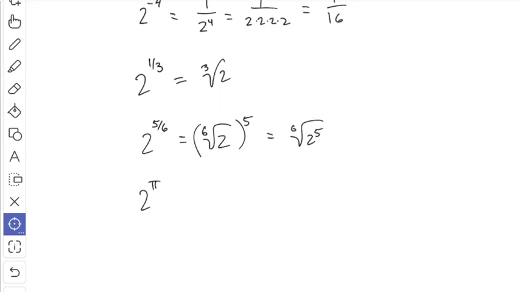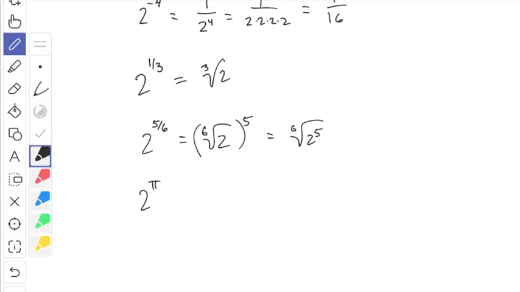A radical sign together with an exponent. What does that even mean? Anybody ever thought about this before? That is a thing. There is such a thing as 2 to the pi, but well, I'm about to say what that means.